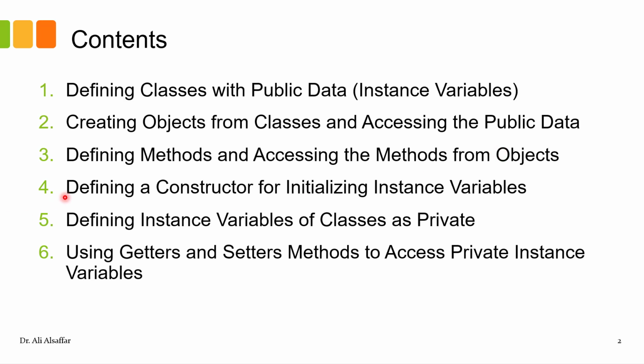In step number 4, we will show you how to initialize the instance variables inside the class by using a special method which is called a constructor. Then we will change the public data modifier. We will show you in step number 5 how to define variables as private. When you define the variables as private, you are hiding the data inside the class. As a result, if you want to access the private data, in step number 6 we will show you how to define special methods that are called getters and setters for the private instance variables.